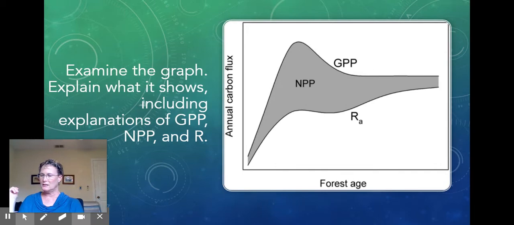So the peak of GPP for a forest is when it's young, and after a certain point, it declines and then levels off. The respiration rate of a forest increases more steadily as it ages and then levels off as well. The difference between the GPP and the R is the NPP, which is greatest in a young forest and becomes less as the forest ages.